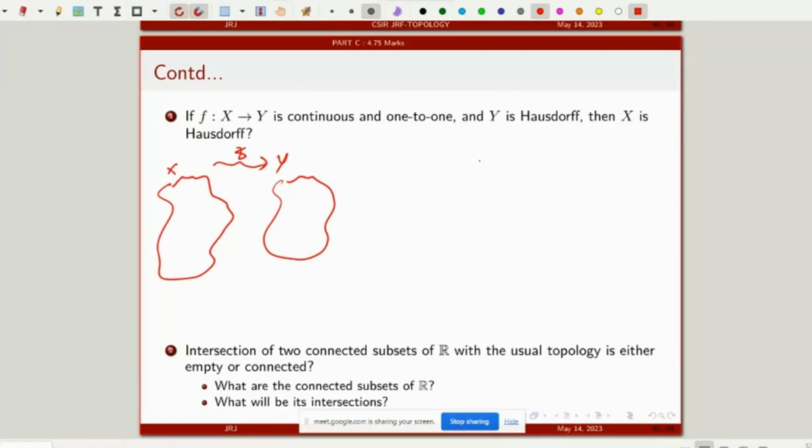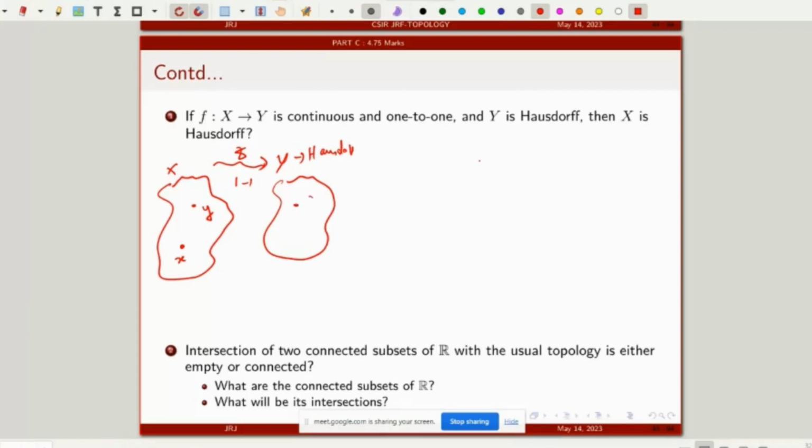f is a continuous function, and we know that f is 1-1, and this Y is Hausdorff. Now, the question is, will X be Hausdorff? In order to check whether X is Hausdorff, we have to start with two distinct points. Somehow we have to make use of the Hausdorffness of Y. So here we have X and here we have Y.